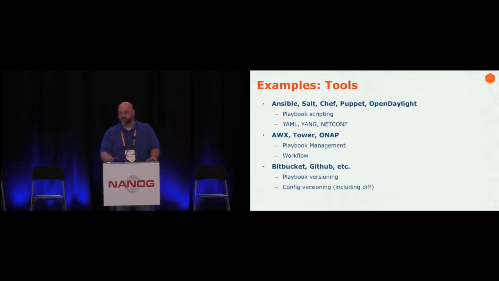So some example tools: Ansible, Salt, Chef, Puppet, AWX Tower, ONAP is a big discussion, recently moved over to the Linux Foundation. Bitbucket, GitHub, we're going to talk about how those can come into play. A lot of people see those and think, well, that's what my developers use. I don't need to use that. You don't need to, but I'm going to show you an interesting way to leverage those if you want to and don't have other tools that can accomplish that.